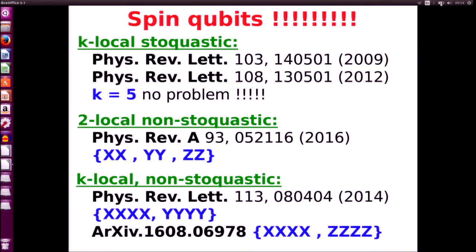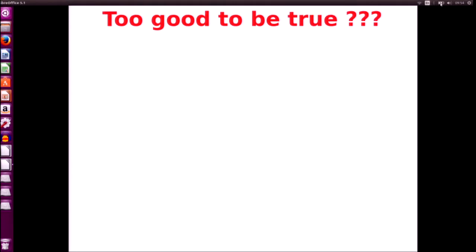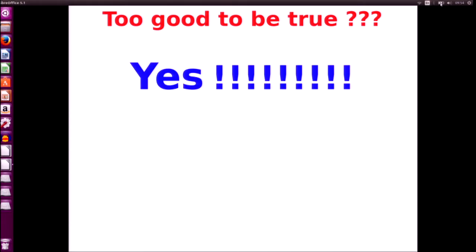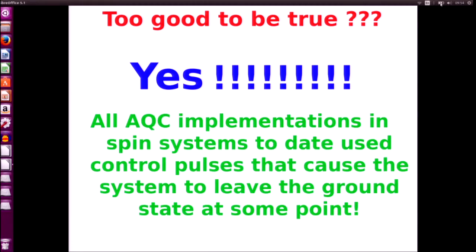But this seems remarkable, doesn't it? 4-local, non-stochastic, done, easy. There must be a catch. Is this too good to be true? The answer is yes. It is too good to be true. All AQC implementations in spin systems to date used control pulses that cause the system to leave the ground state at some point. It's not truly adiabatic.